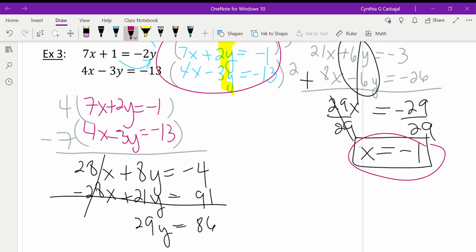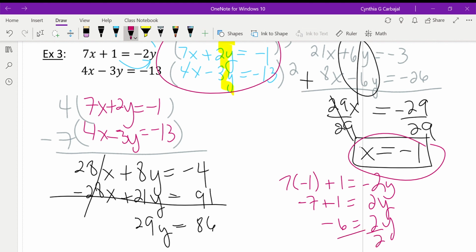So that would be 7 parentheses negative 1. I'm using the first equation equals negative 2y. So I'm going to do substitution. Negative 7 plus 1 equals negative 2y. And then that's negative 6 equals 2y. Wow, this was definitely easier. Divide both sides. Y equals negative 3. And why did I not even get close to that?